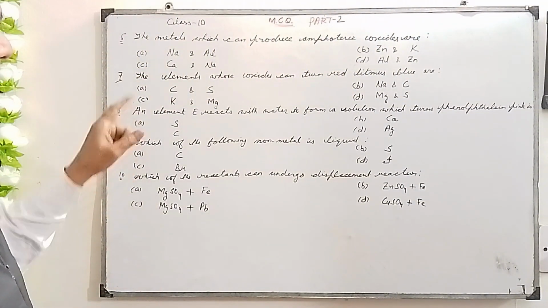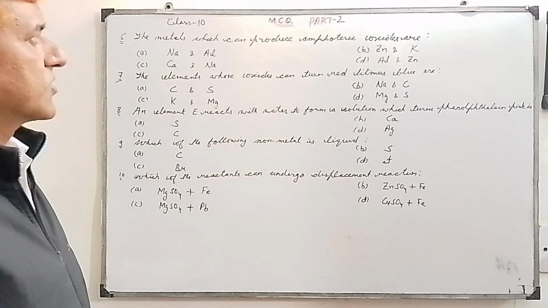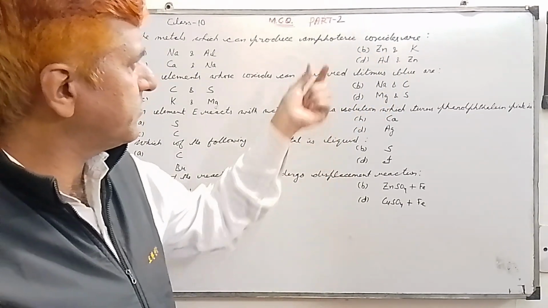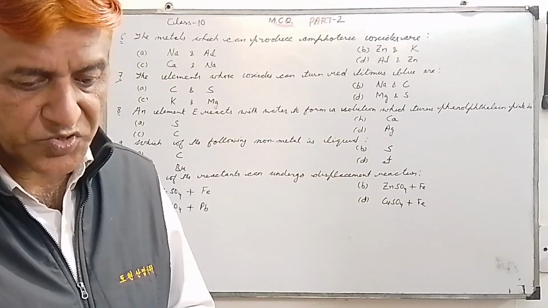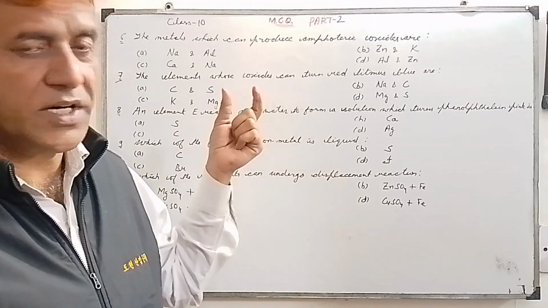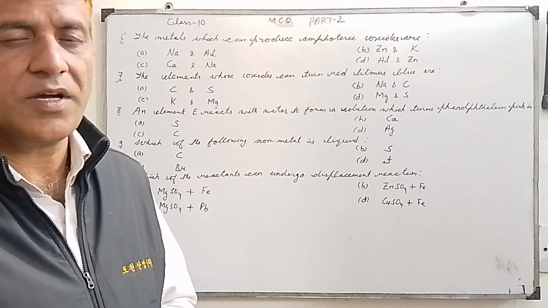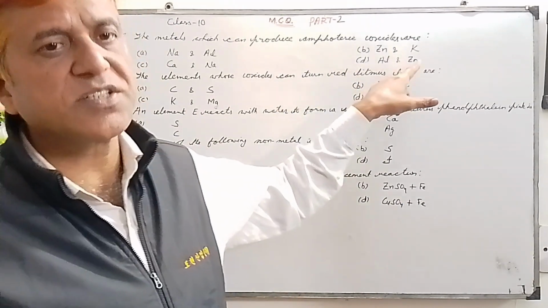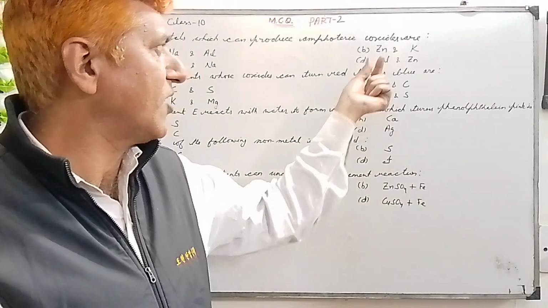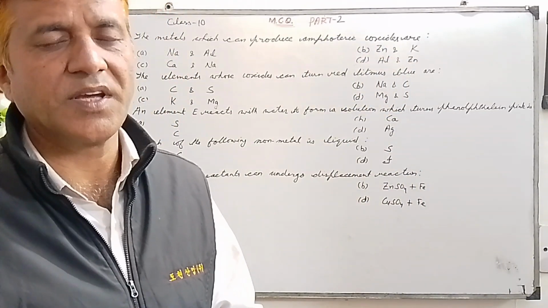Now my dear students, we have question number 6. The metals which can produce amphoteric oxides are. So my dear students, first of all, you must know what are amphoteric oxides. Now you know that metal oxides are generally basic in nature, but there are some metal oxides, for example aluminium oxide and zinc oxide. Always remember that aluminium and zinc oxides are actually amphoteric oxides.